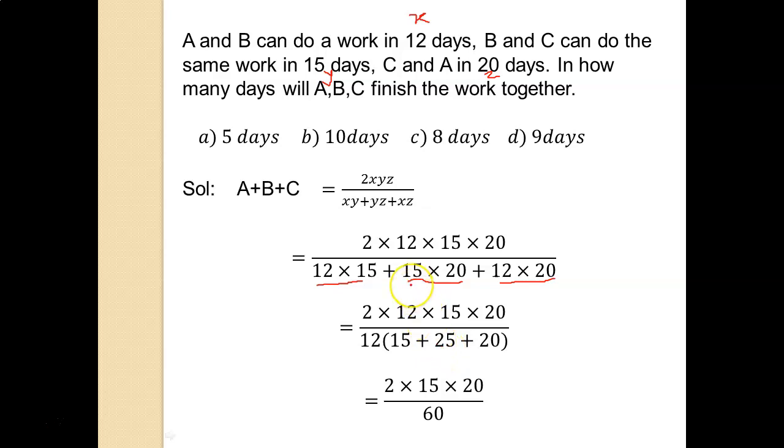So let us see. Now what is the factor of 15? 5 into 3. And what is the factor of 20?